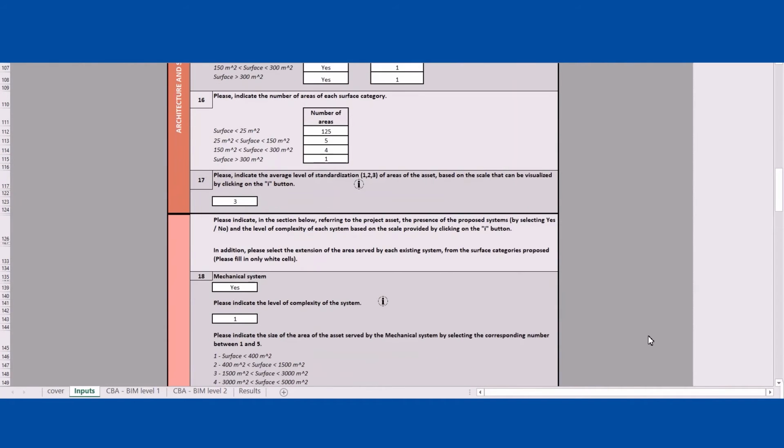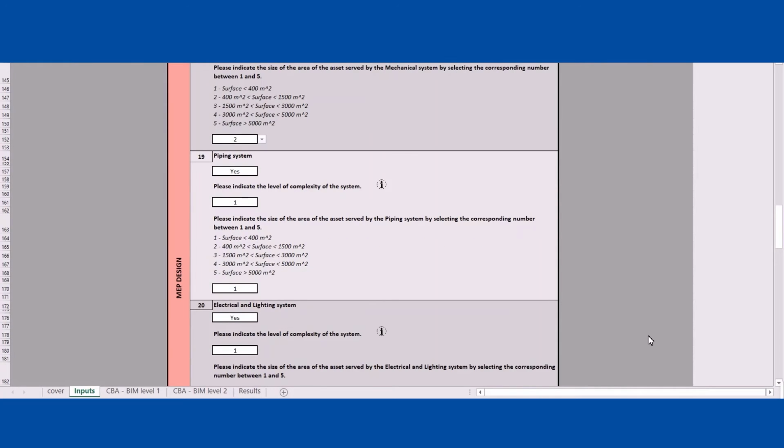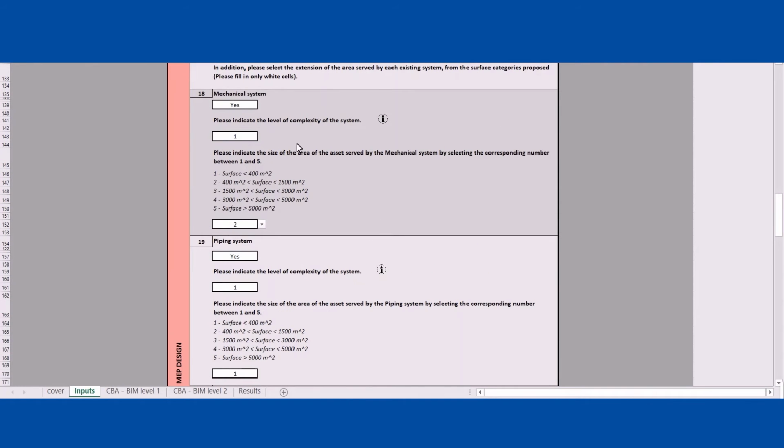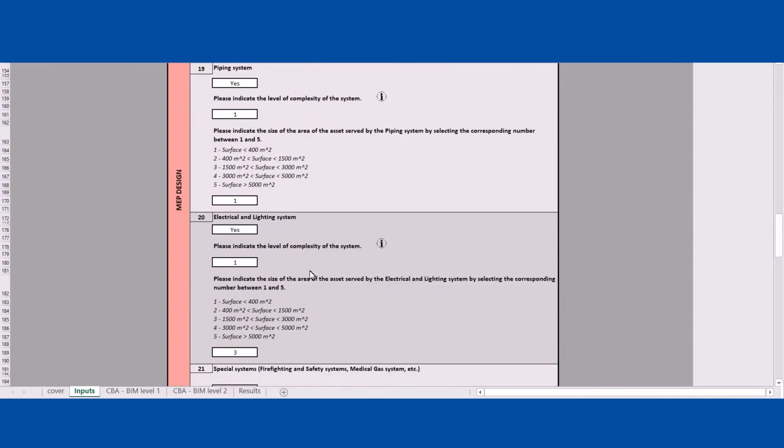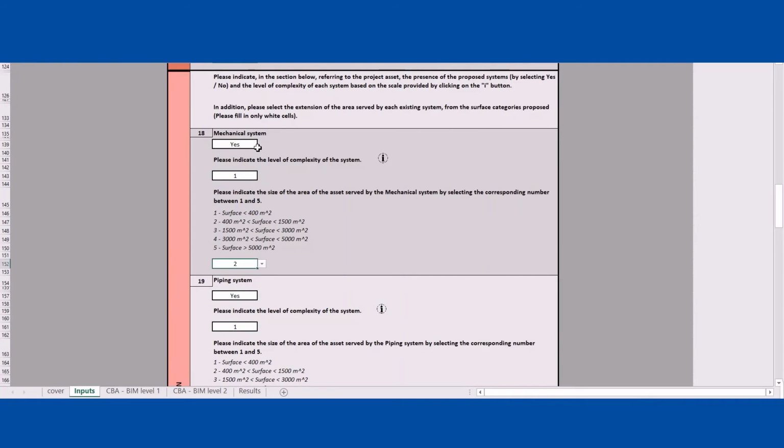Fourth section, MEP System. Having selected buildings in question 13, we also have to complete the MEP design section. Here, we indicate whether our asset comprises the list of systems proposed in this interface, in particular, mechanical system, piping system, electrical and lighting system, and special systems. In this case, we start by indicating yes for the mechanical system and, with an approach similar to the one adopted in the previous section, we evaluate the level of complexity of each system. In this case, we believe the system is not very complex, so we select 1.